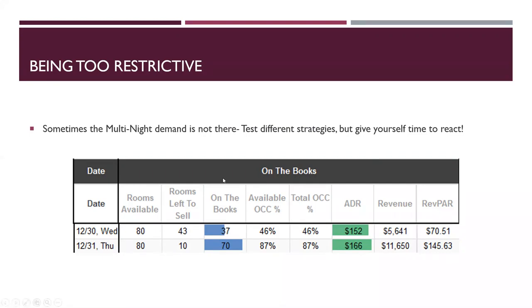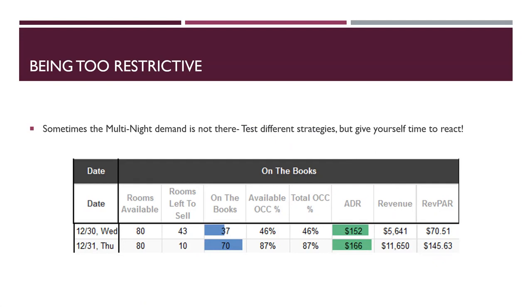The screen cap that I have here, this is a mistake that I made a couple weeks ago, actually. We had a big football game come into town, and basically what happened was I left that minimum length of stay restriction. I had a 2-night stay restriction here on the 31st, and I left it on for too long, and we didn't hit the sellout. I only removed that length of stay restriction about 7 days prior. Always make sure that you're testing out different strategies, but still give yourself time to react.